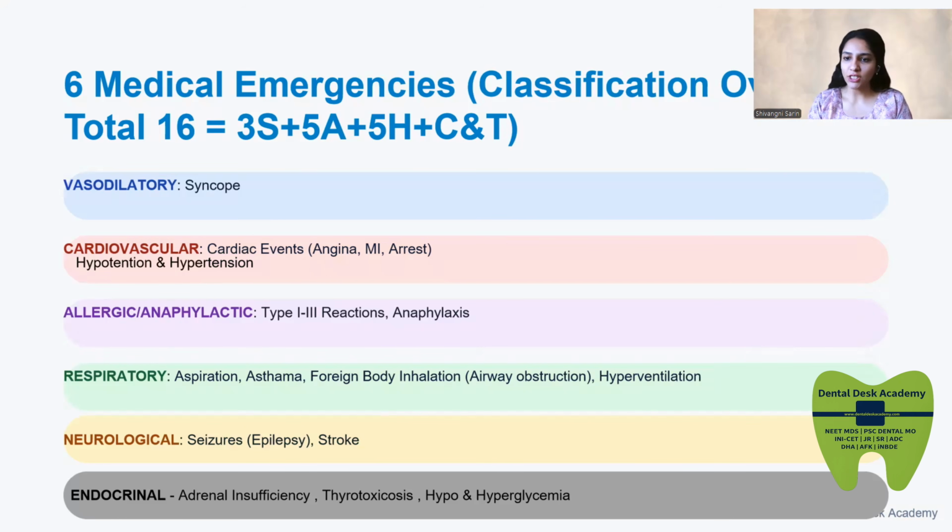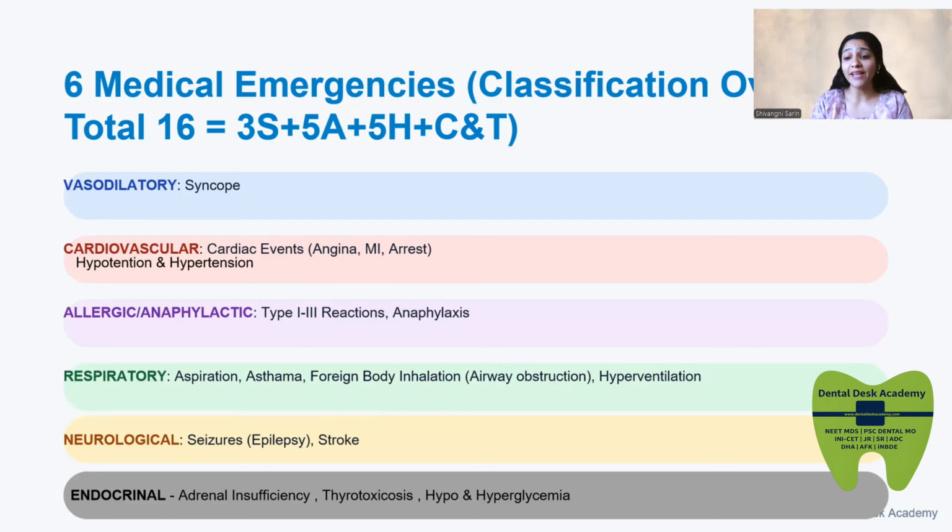Now, for the ease of classification of medical emergencies, I want you to know that there are a total of 16 medical emergencies. The best way to classify them is according to the system which they mainly affect. This is a trick which I use to learn how the 16 medical emergencies occur. First, there are three which are from the letter S: syncope, seizure, and strokes. As we know, syncope is mainly vasodilatory in nature, whereas seizures and strokes are neurological problems.